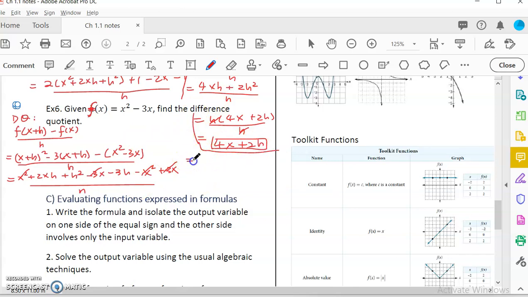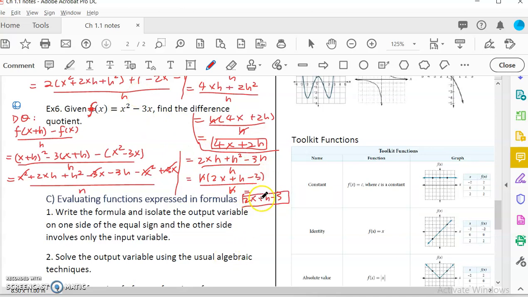So we would say we have what? We have 2xh. We also have h squared. We also have minus 3h left over, all over h. Now all of these have h terms, so we factor h out, and we have h times (2x plus h minus 3), over h. The h's cancel, so the final answer is 2x plus h minus 3. And that's the difference quotient for x squared minus 3x.